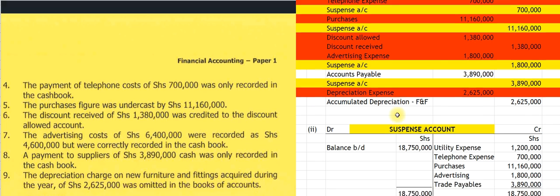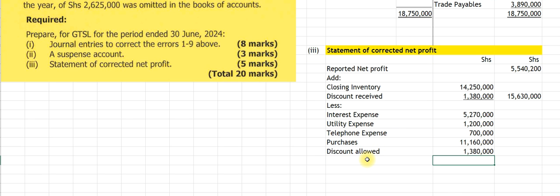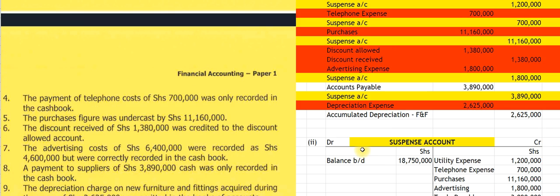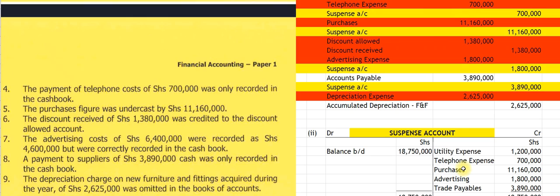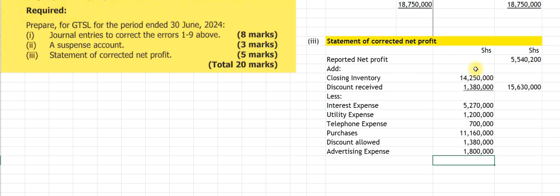Then advertising expenses. Advertising expenses, the cost was under recorded, so when we increase the expense, then our profits will reduce. Advertising expenses. So that's how much? That's 1.8.